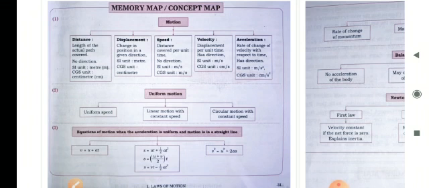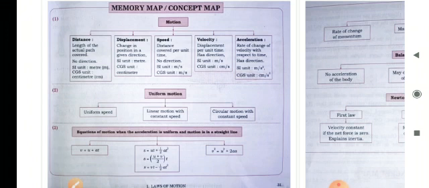Now, uniform motion. Uniform speed, linear motion with constant speed and circular motion with constant speed. Third type, equations of motion when the acceleration is uniform and motion is in a straight line. So the first equation is v = u + at.